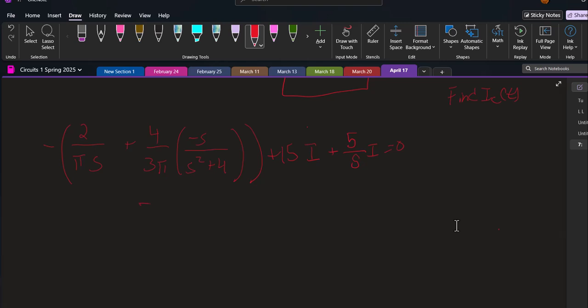So I'll factor out an I from what's left. So I have I times 15 plus 5 over s equals 2 over pi s minus 4 over 3 pi s over s squared plus 4.